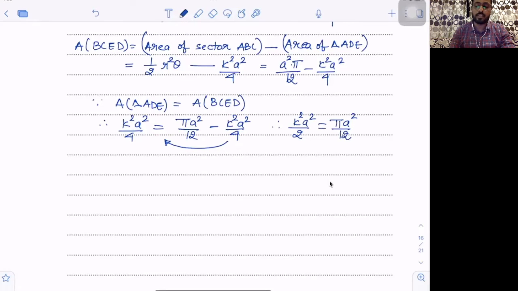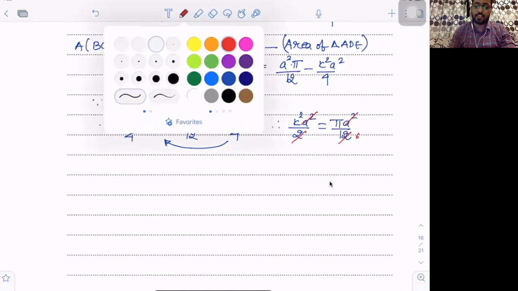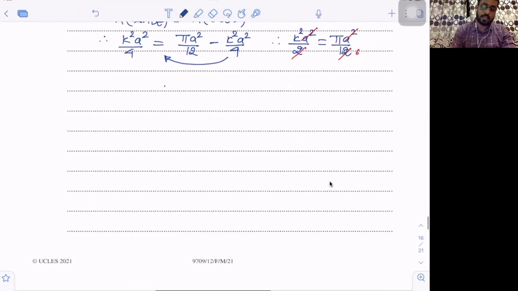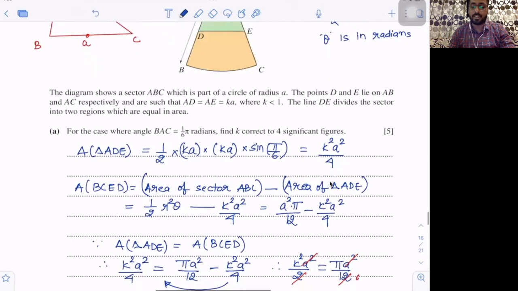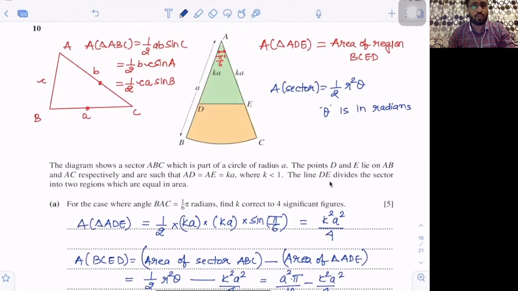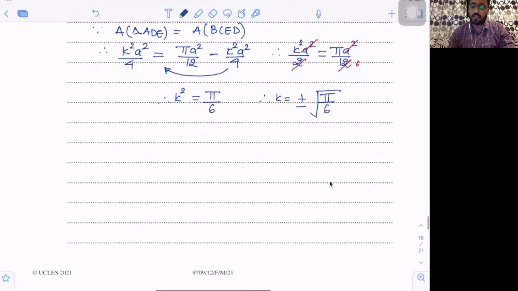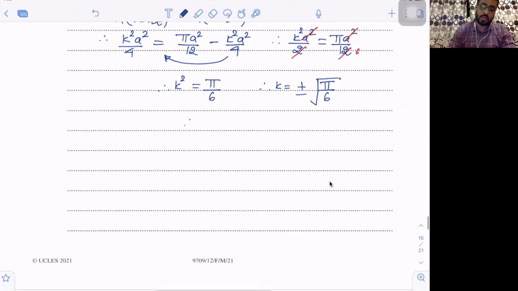So a lot of things will get cancelled. First of all, I can cancel the a square. I can cancel the 2 and the 12. You're left with 6. So the value of k square is pi by 6. So I can write here k square is equal to pi by 6. So what does k come? K would come plus or minus root of pi by 6. But it is told to us that k is less than 1, right? K is less than 1. And since k times a is a length, AD is a length, AE is a length, k cannot be negative, right? So the negative value needs to be discarded. So I'll just take k as root of pi upon 6.